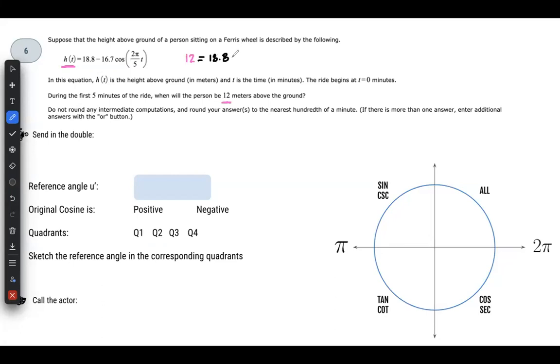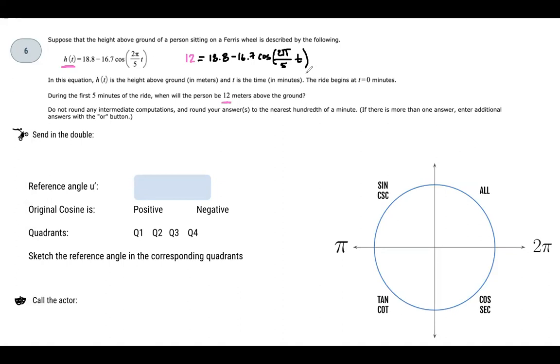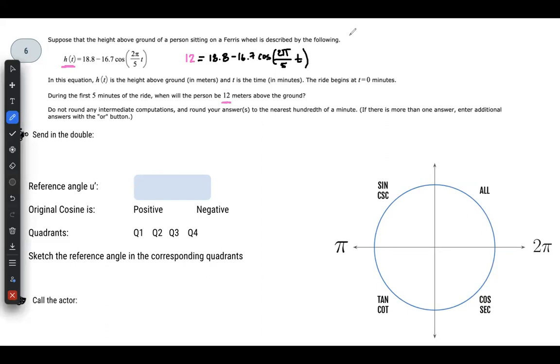18.8 minus 16.7 cosine of 2 pi over 5 t. And at this point, we are going to solve for the trigonometric expression.